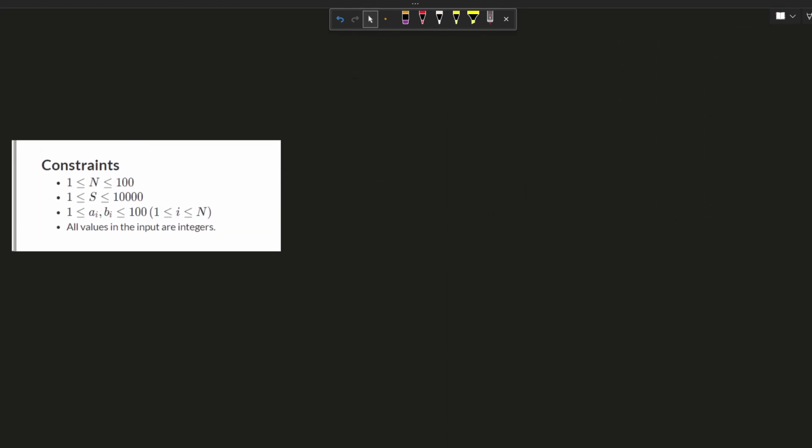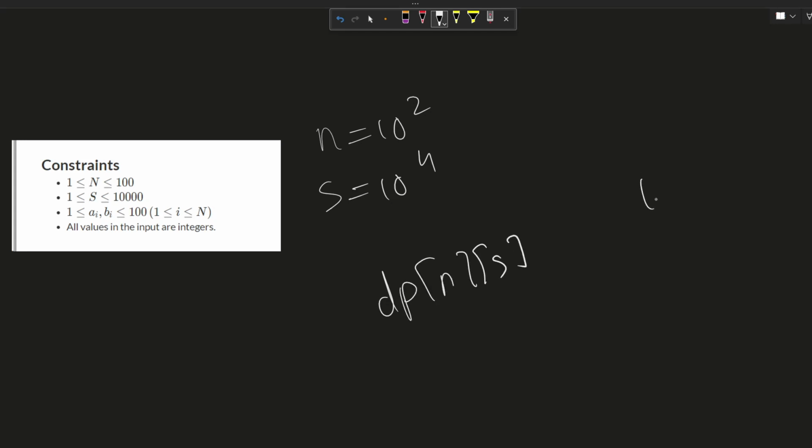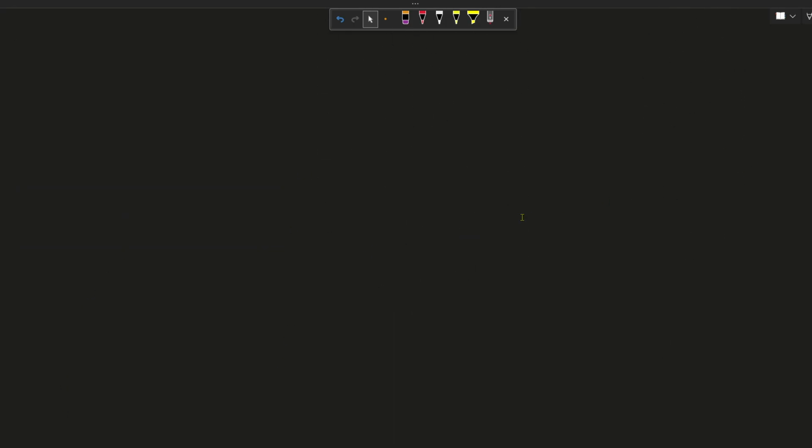Second hint is again the constraints, right? n is only up to 100 and s is only up to 10 to power 4, right? So a DP state of something like n comma s will be of the order of 10 to power 2 into 10 to power 4, which is 10 to power 6. It might work, right? This is for sure, and we'll see further into the solution how and why there are overlapping subproblems. So as far as defining a DP state is concerned, we define it as follows.